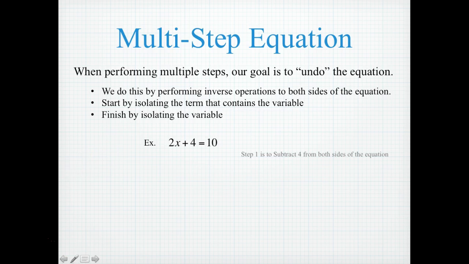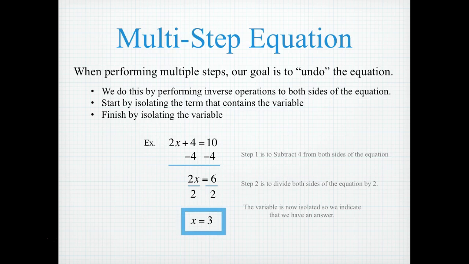Step 1 is to subtract 4 from both sides. This will allow us to isolate the term that contains the variable, and that's going to leave us with 2x equal to 6. Now that we have the term that contains the variable isolated, we can isolate the variable itself. So if we divide both sides by 2, we're left with a value of x that is equal to 3. And we have solved the equation.